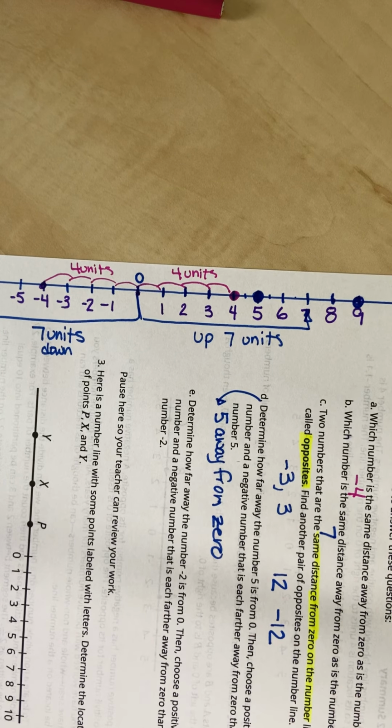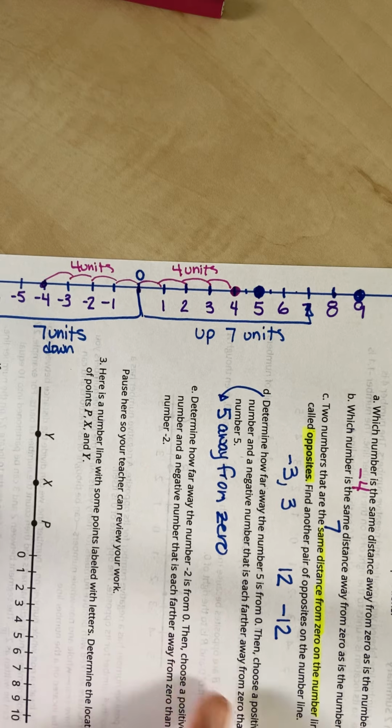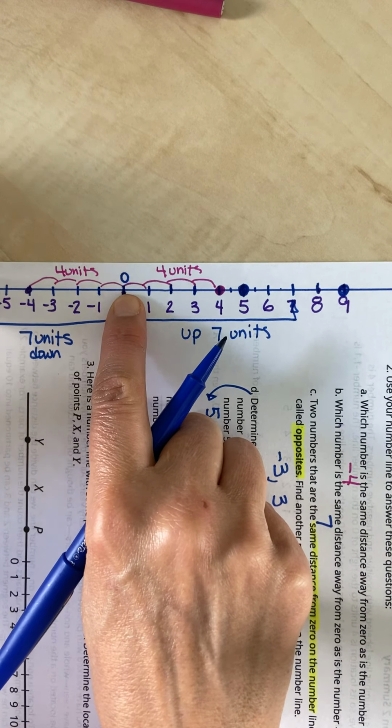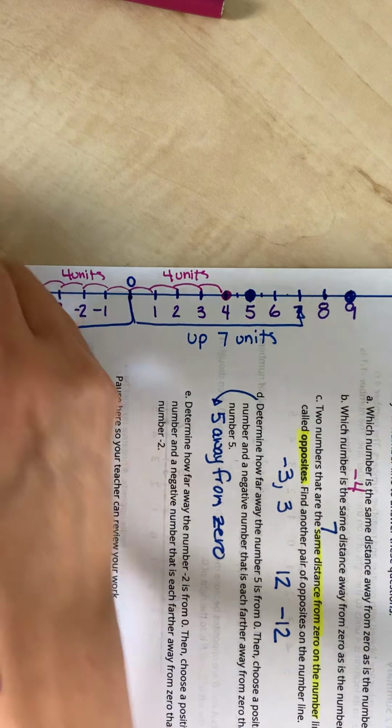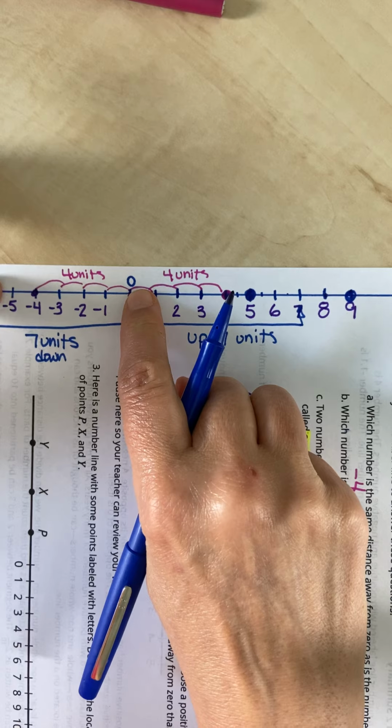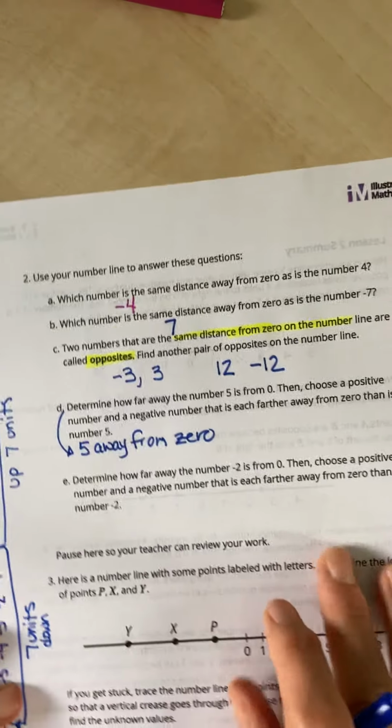And then I could choose a number that's, again, farther than 5 away from 0. So anything past the 5 would work. I could have 6. I could pick negative 9. This is 9 away. This is 5 away.